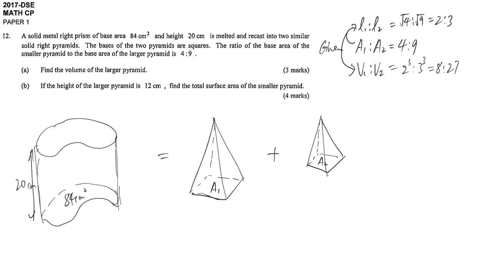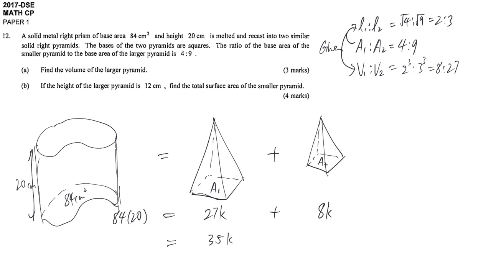That means if you let the volumes be V1 and V2, we let the larger one equal to 27 pieces of our unit, 27K, then the smaller will become 8K. So now the total volume is 20 times 84, base area times height, and that will equal the volume of the larger pyramid plus the volume of the smaller pyramid. Why we let 8K and 27K is because of this ratio. If we let it this way, we have only one unknown, then we can solve K afterward.